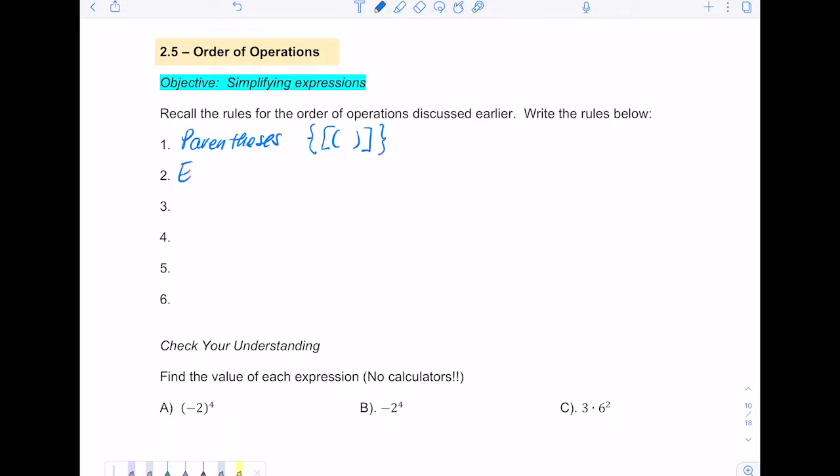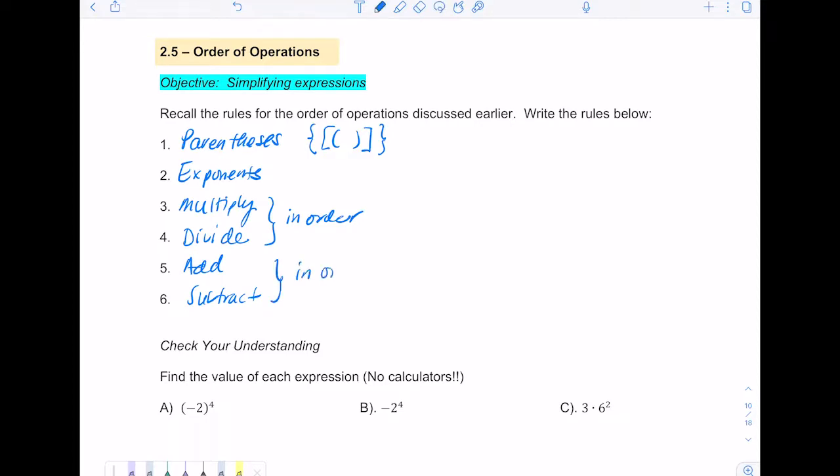And then we want to look at exponents, take care of those. And then we would multiply or divide in the order they occur. And then we would add or subtract in the order that they occur. Okay, but whatever you do, you want to make sure you multiply or divide before you add or subtract.